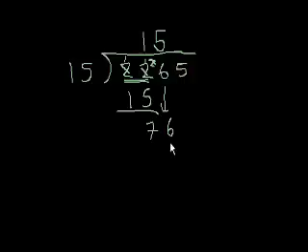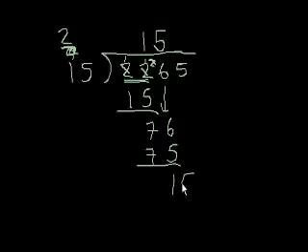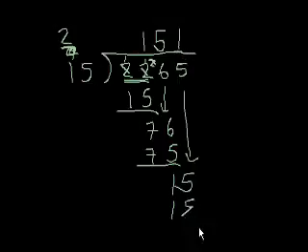So 5 times 5, once again, I already figured it out in my head, but I'll just do it again. Oh, sorry. 5 times 5 is 25. Then 5 times 1 is 5, plus 2 is 7. Now we just subtract. 76 minus 75 is clearly 1. Bring down that 5. Well, 15 goes into 15 exactly one time. 1 times 15 is 15. Subtract it. We get a remainder of 0.